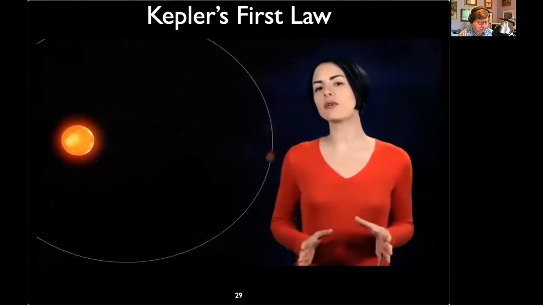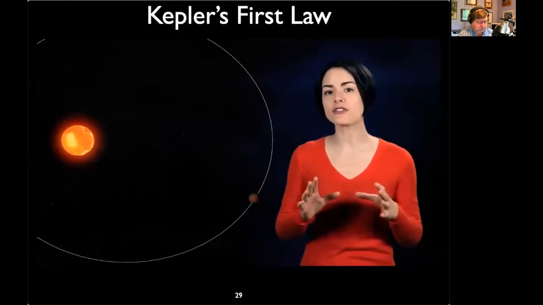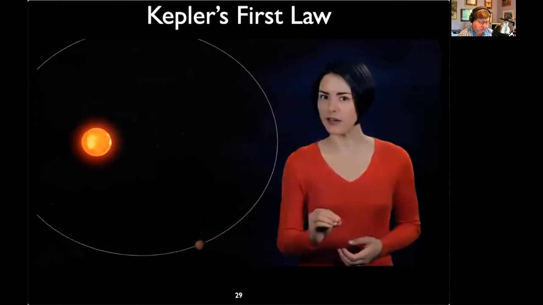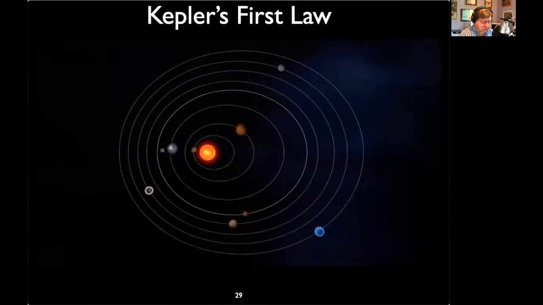In Astronomia Nova, Kepler states that Mars travels in an elliptical orbit around the sun, which is at one of the foci of the orbit. Later on, he expanded this first law to include all of the planets and demonstrated that this shape fit the available observations.